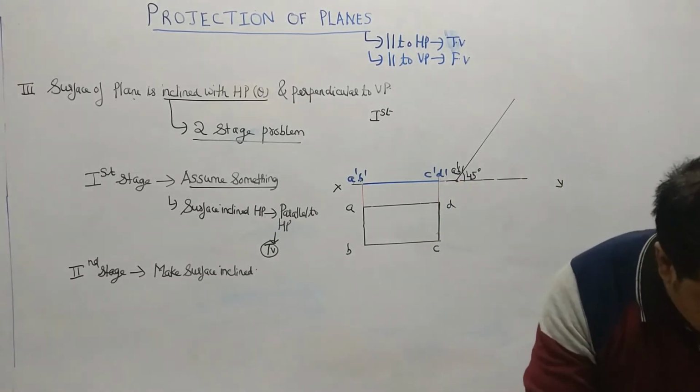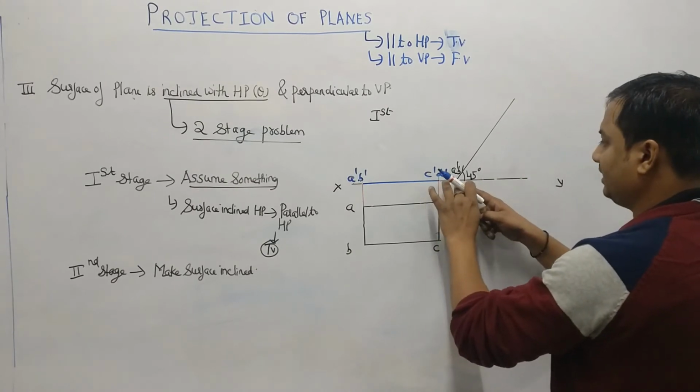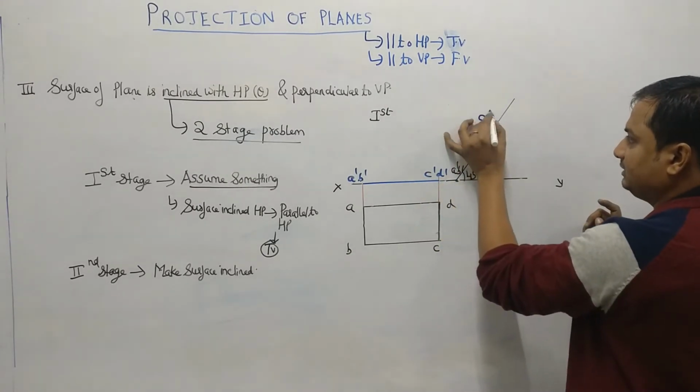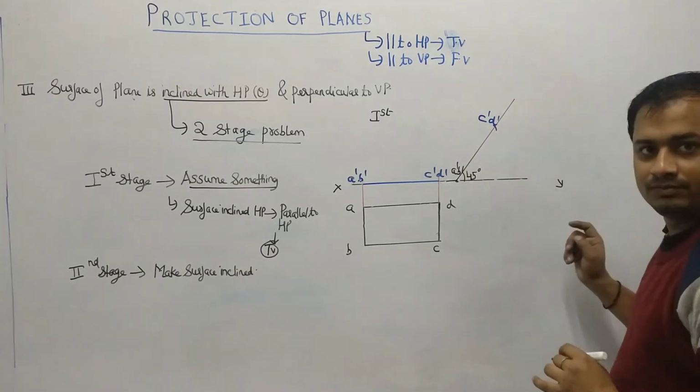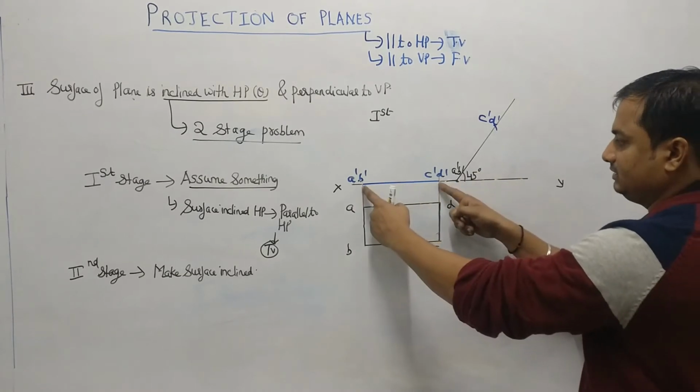Okay, so just cut it. I have measured this, taken the compass, put the needle here and cut it. So I have obtained C dash, D dash. So this is equal to this.